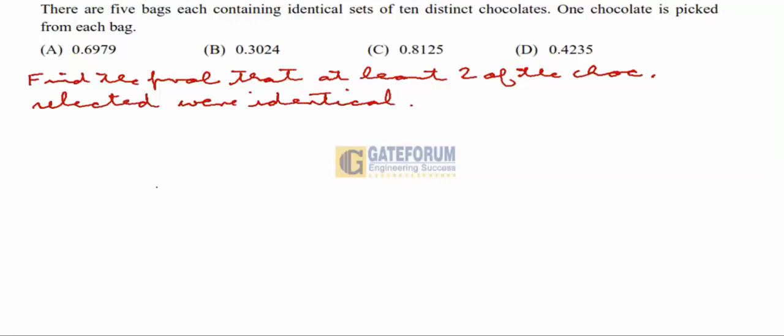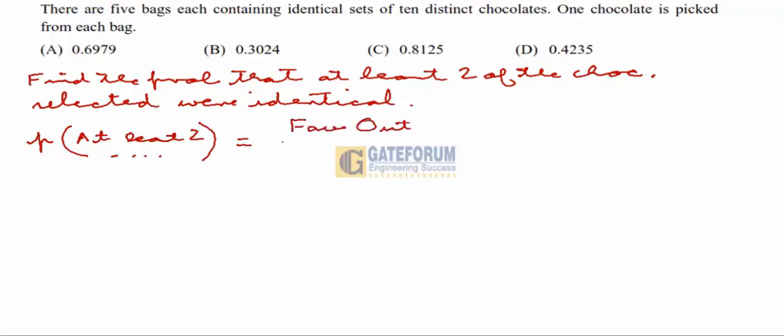Now I am picking up one chocolate from each bag. So obviously, as per the rule of probability, we need the probability of at least 2 being identical. I'm not writing the whole thing, the question is apparent. Obviously any probability is equal to the favorable outcomes divided by the total outcomes.